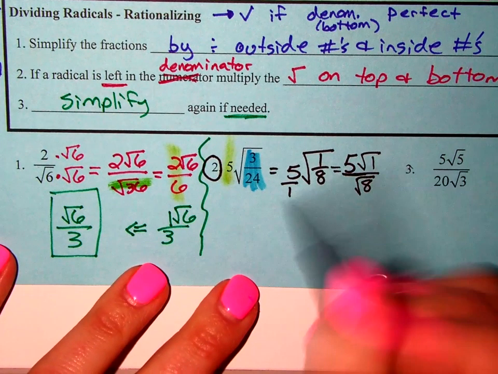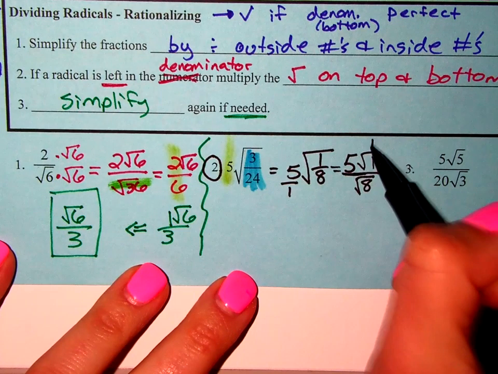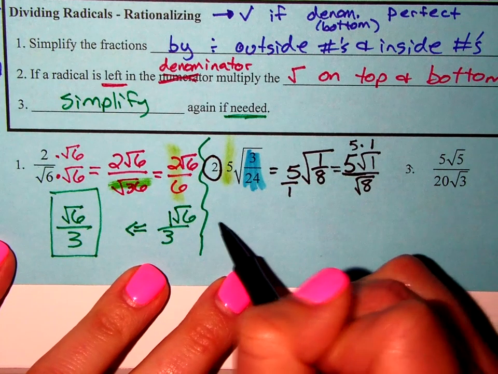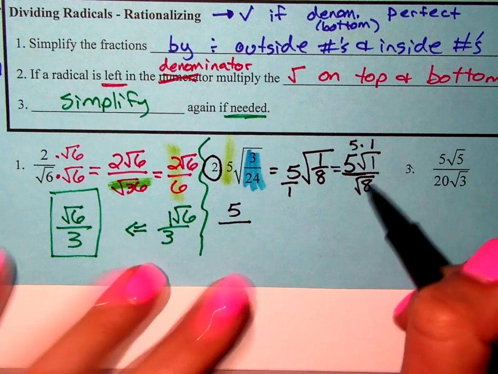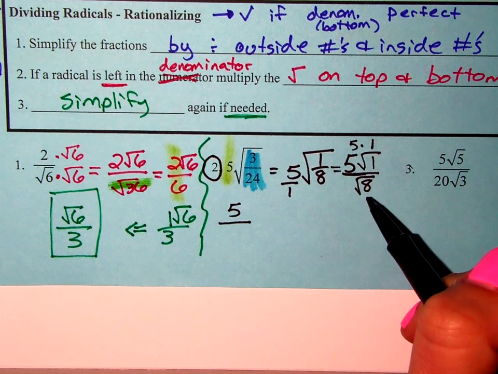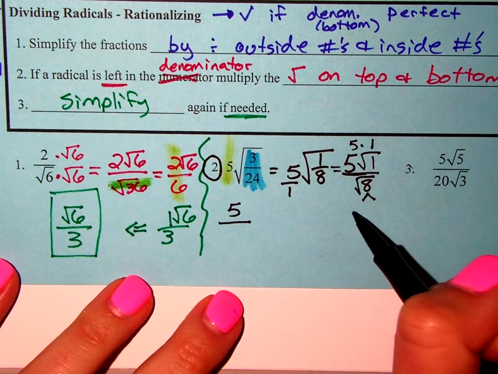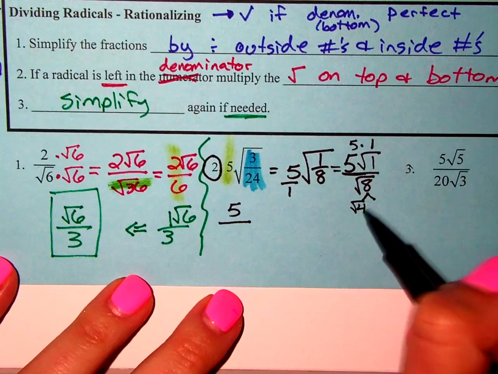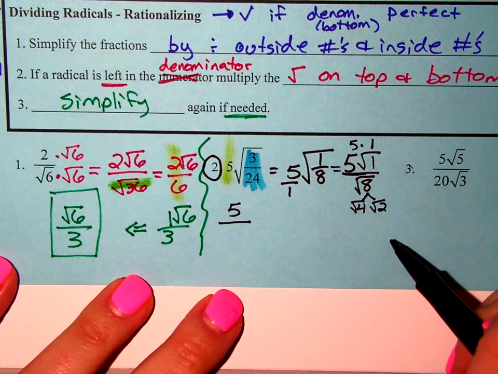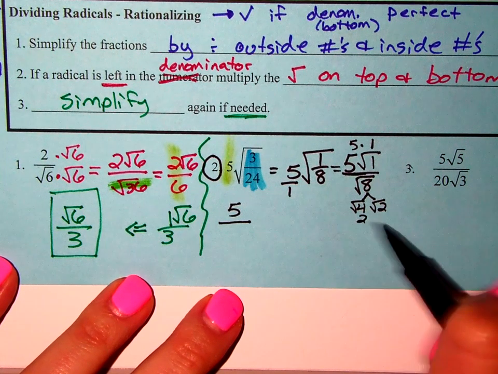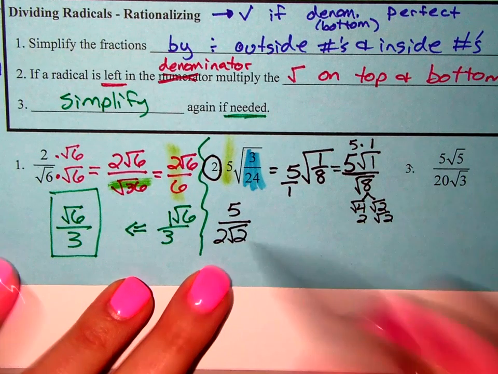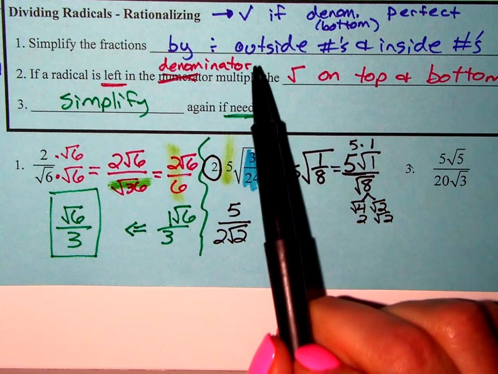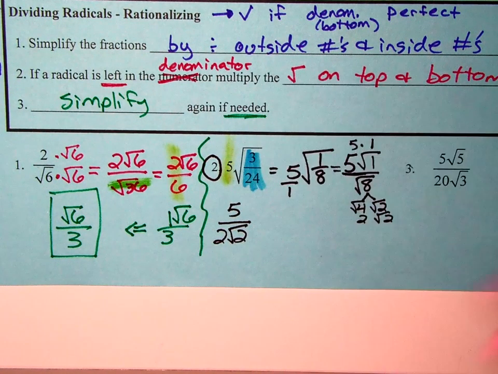So now I would try to simplify these again if I can. The square root of 1 is just 1, so 5 times 1 gives me 5 in my numerator. Then I would try to simplify the square root of 8. Well, 8's not a perfect square, but I can break it up: the square root of 8 breaks up into square root of 4 times square root of 2. The square root of 4 is 2, so now my denominator is 2 square root of 2. I've tried to simplify anything that I could.